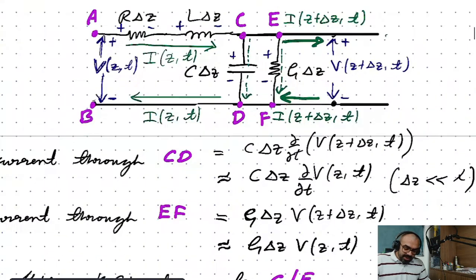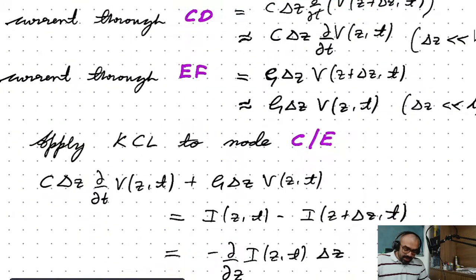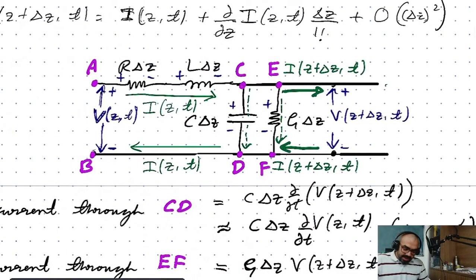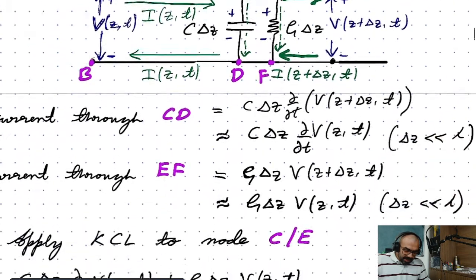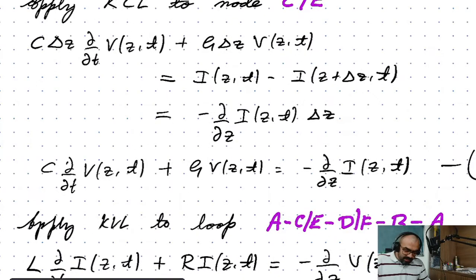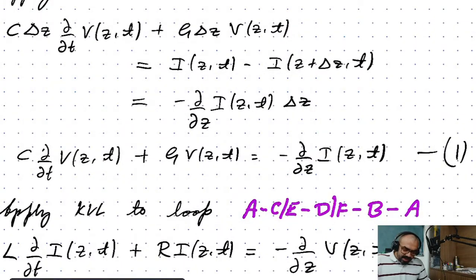Once we collect these two terms, we can now apply the KCL to node C bar E, and notice we just equate the outgoing current to the incoming current and rearrange the terms, which will give you equation number 1. So basically, notice that the partial derivative of voltage with respect to time is related to the spatial partial derivative of current.